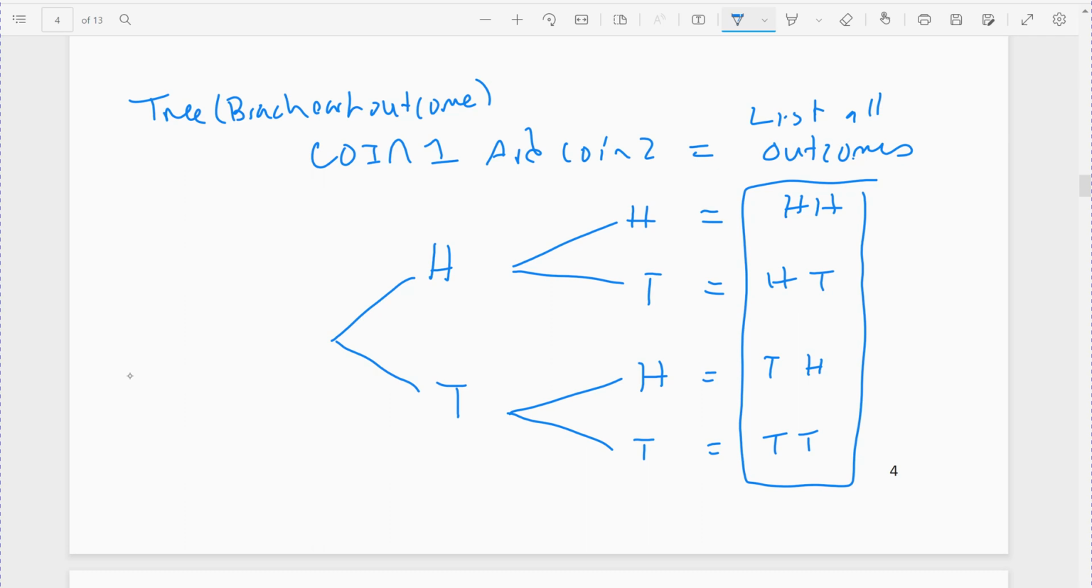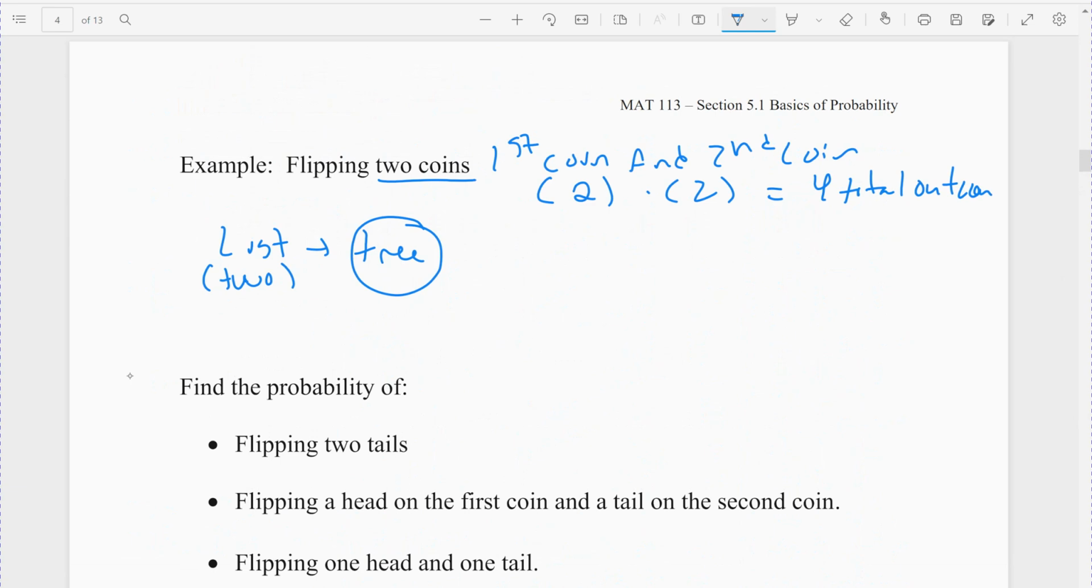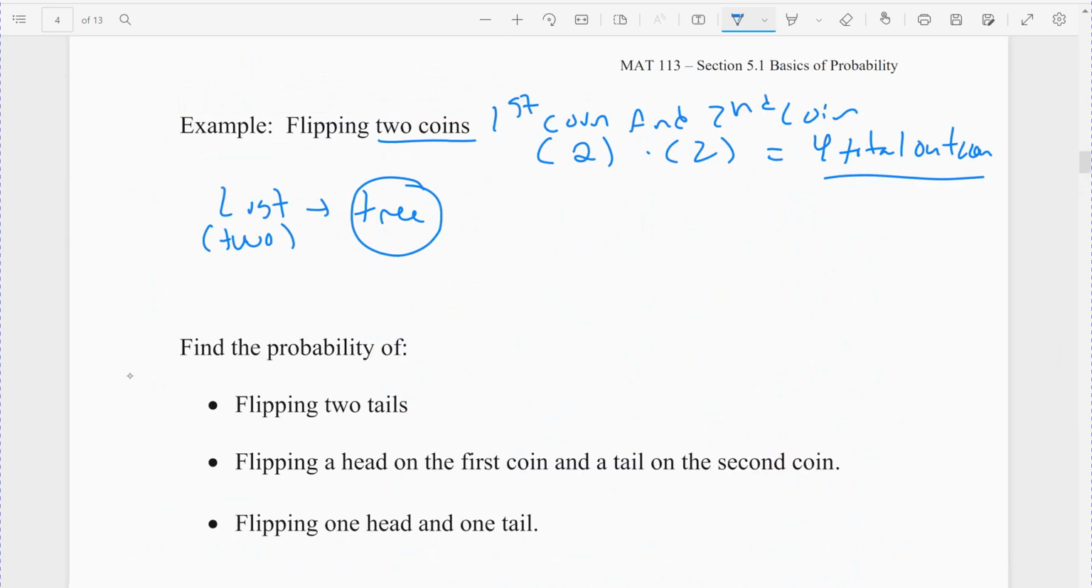The reason it's important is because a lot of times they'll miss the 2 middle ones. They'll say, well, 1 head and 1 tail. But it's a different outcome when you get heads on the first coin and tails on the second than if you flip that around and say tails on the first, heads on the second. Those are 2 different outcomes because you have 2 different coins. It's a different outcome. Alright, so there are my 4 outcomes when we flip 2 coins. I listed my tree, 4 total.